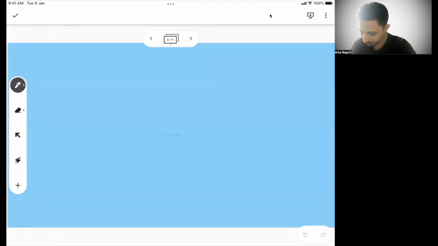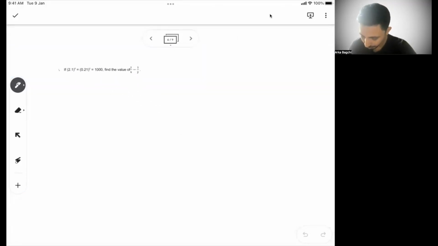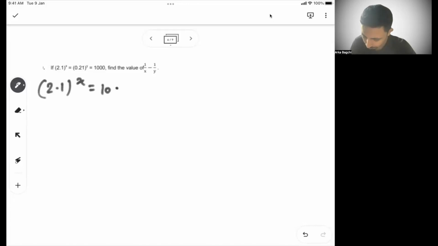Let's move to the next one. You see, they say 2.1 to the power x is 1000, and 0.21 to the power y is 1000. So if I go one by one, 2.1 to the power x is 1000. Now, if I take log on both the sides, then only I'll be able to bring x down.